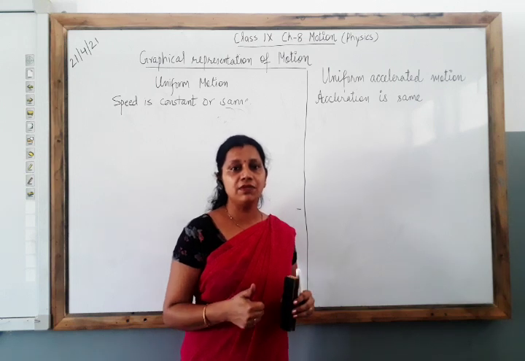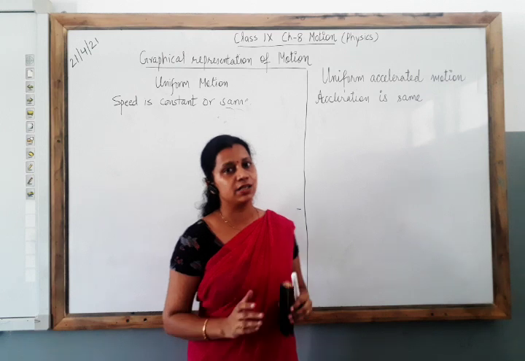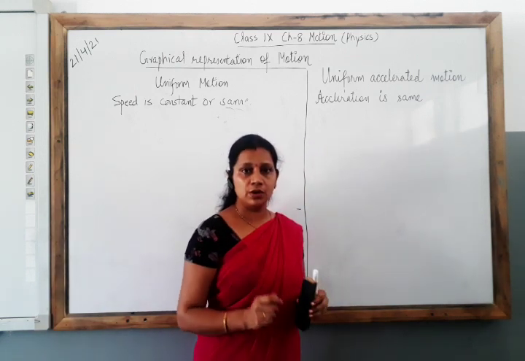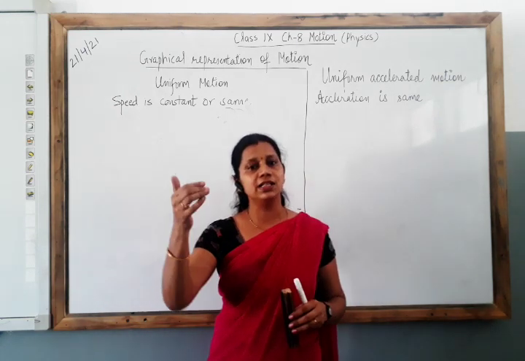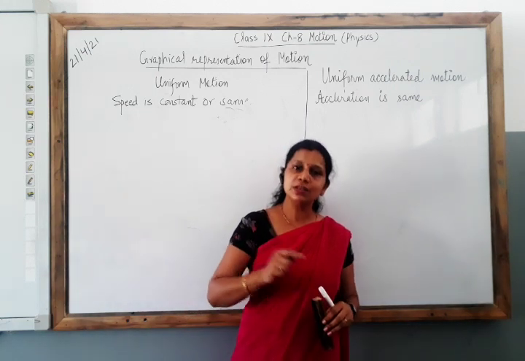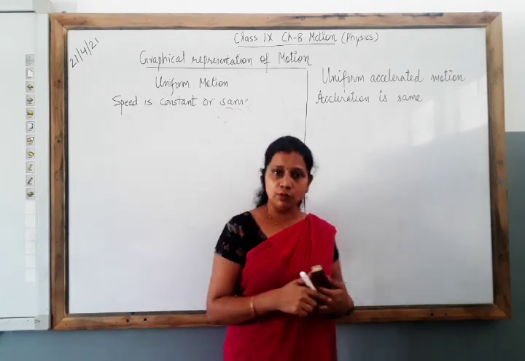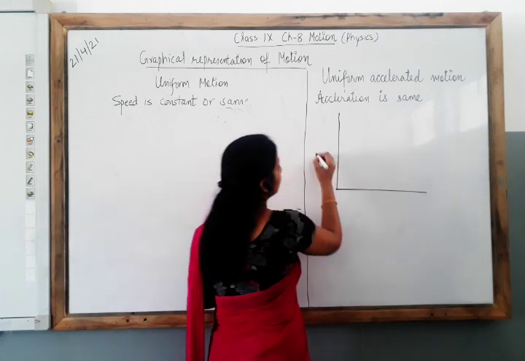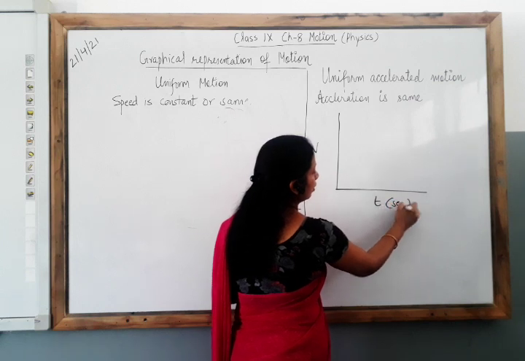Okay, so there is a major difference between uniform motion and uniform accelerated motion. Please keep this in mind. Now, whenever we have to draw a graph for uniform accelerated motion, the definition of acceleration is change in velocity with time. So we'll draw a graph between velocity and time instead of distance and time, like in uniform motion. So here, instead of distance and time, I have velocity on the y-axis and time on the x-axis.